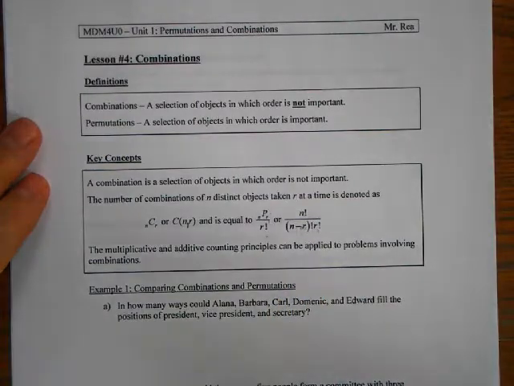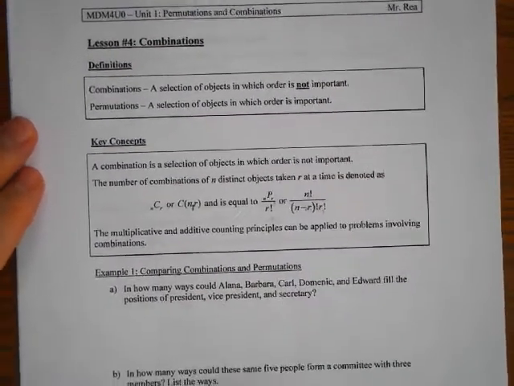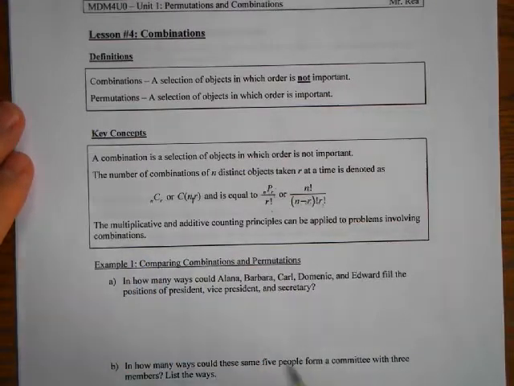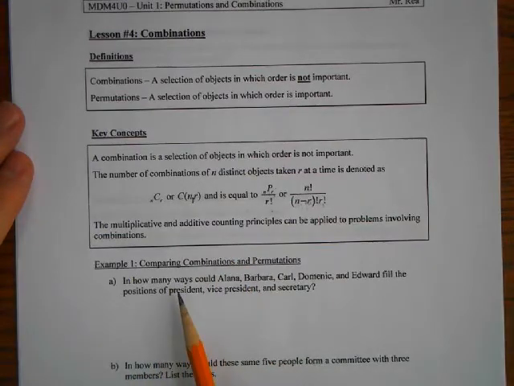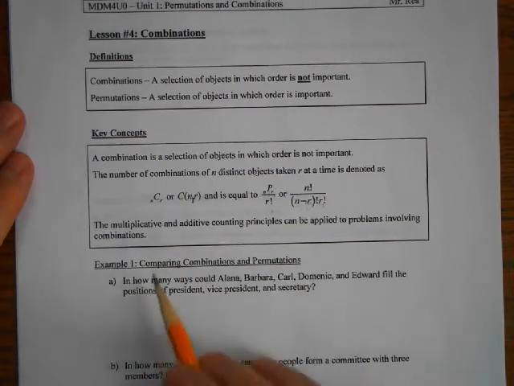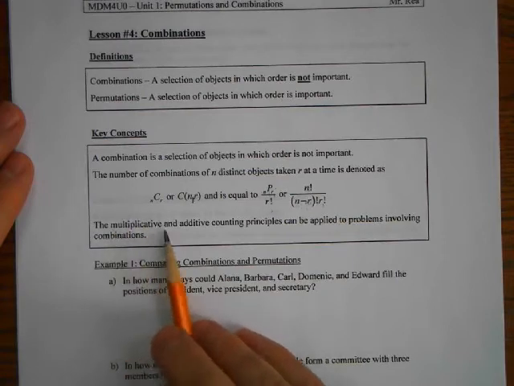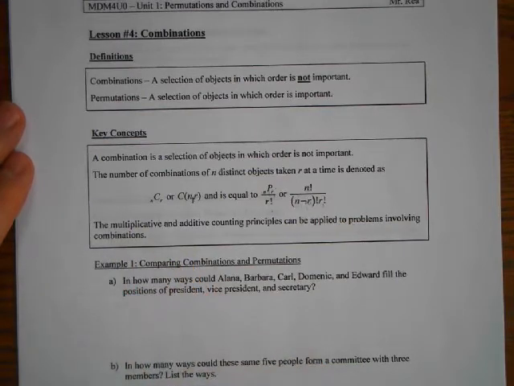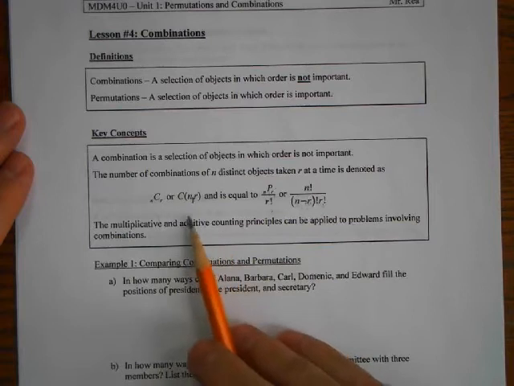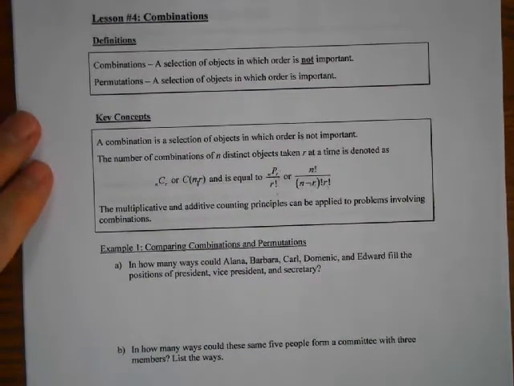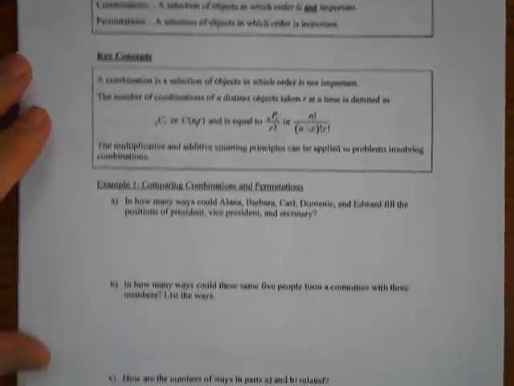Okay, and again, just like we saw with permutations, we can also combine multiplicative and additive counting principles when we're working with combinations. And again, the key words there are: and suggests that you're going to be multiplying, and if it's or, you're going to be adding the values that you calculated. Okay, so let's do some examples here.